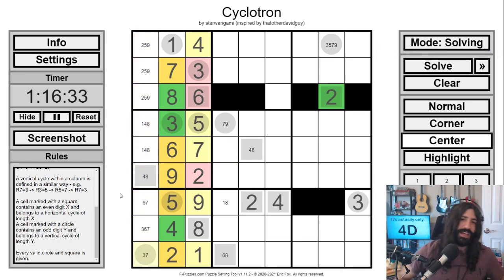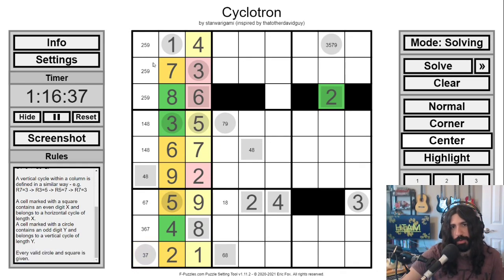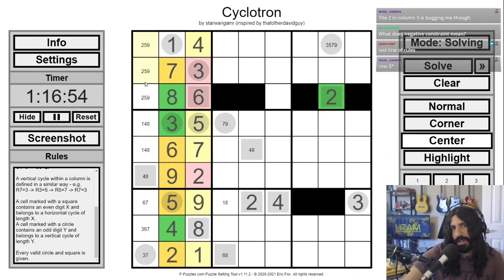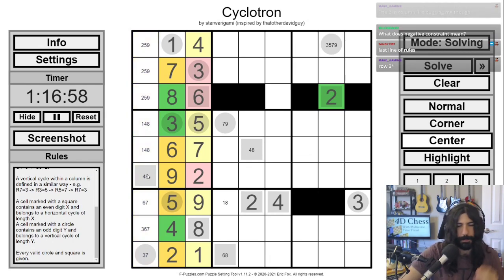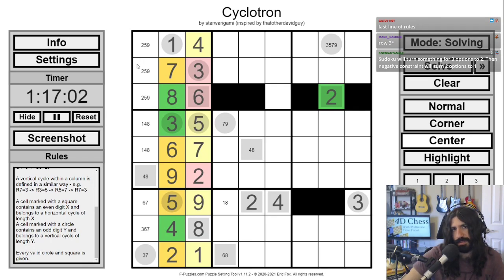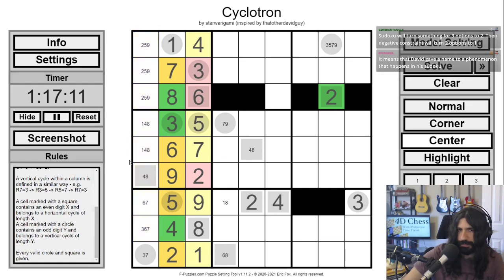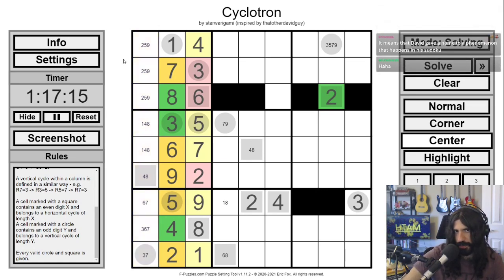Negative constraint handling, man. Okay, listen. Every valid circle and square is given, right? And we're looking at this column. How is that relevant, though? So there can't be a cycle that participates in... There can't be an odd number that participates in a cycle of its own length. Which is relevant for... Not an issue for one, because none of these are in the first column, which is the only way a one would get a circle anyway. Not relevant for nine, because there's no way a nine would get a circle anyway, because there's already a circle in here. Could be relevant for five? Possibly?